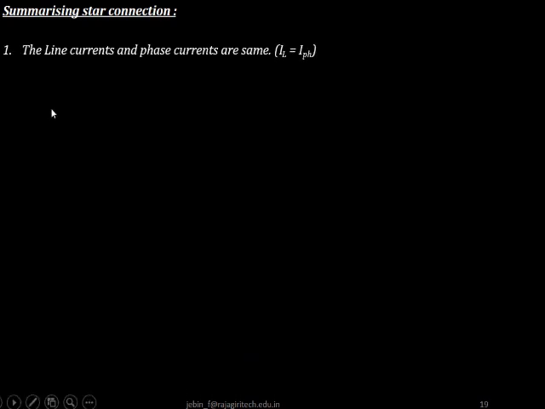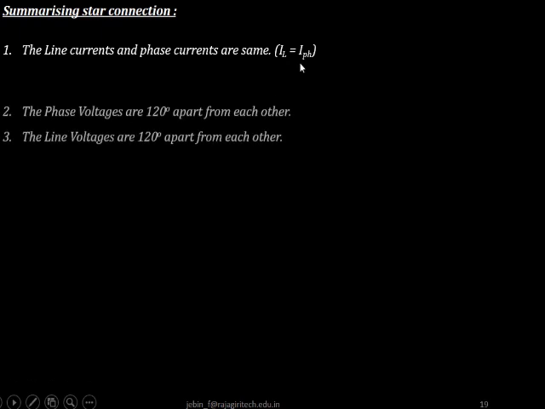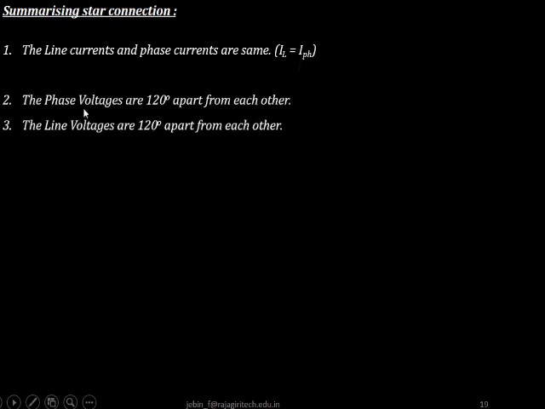Right now, we'll summarize the points which we discussed in the case of a balanced star connected three-phase system. As we have seen from the phasor representation as well as from the connection diagram, the line current and the phase current in a balanced three-phase star connected system are equal. Regarding the line voltage and phase voltages, the phase voltages are 120 degrees apart from each other. Similarly, our line voltages are 120 degrees apart from each other.